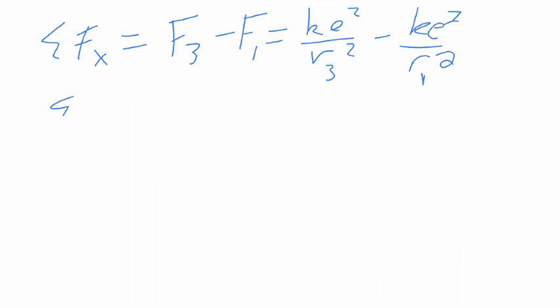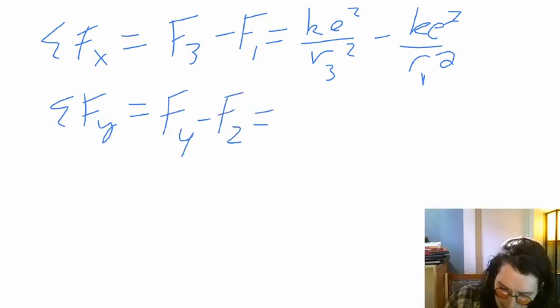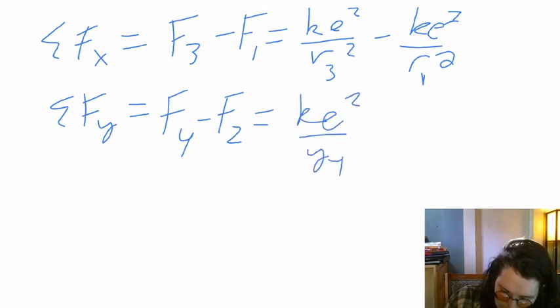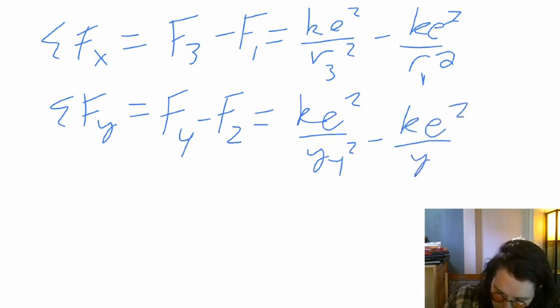Summing the forces in the y direction, then we have our F4 up minus F2 down. And we can go ahead and substitute in those values that we calculated on the last page. Those values are KE squared over y4 squared minus KE squared over y2 squared.